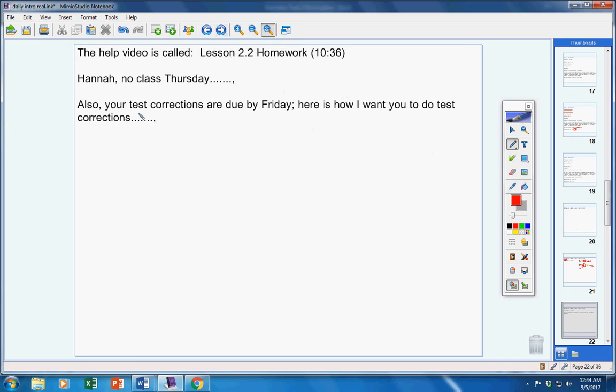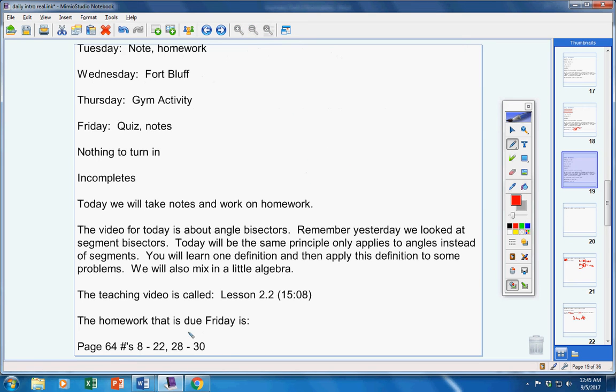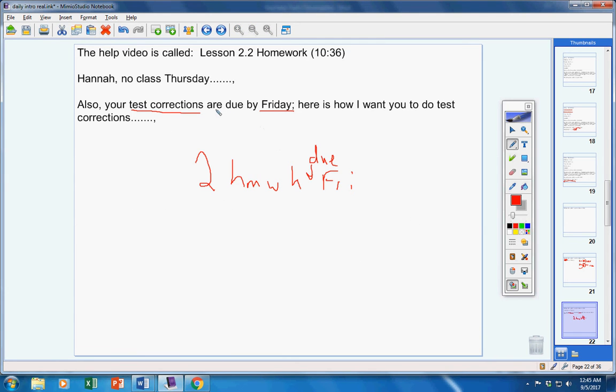Now, test corrections are required. They're due by Friday. So really, you have 2 homework assignments due by Friday. Okay? 2 homework assignments due by Friday. This assignment here is due Friday, and then your test corrections are due by Friday. Now, here's how you do test corrections. Listen carefully.